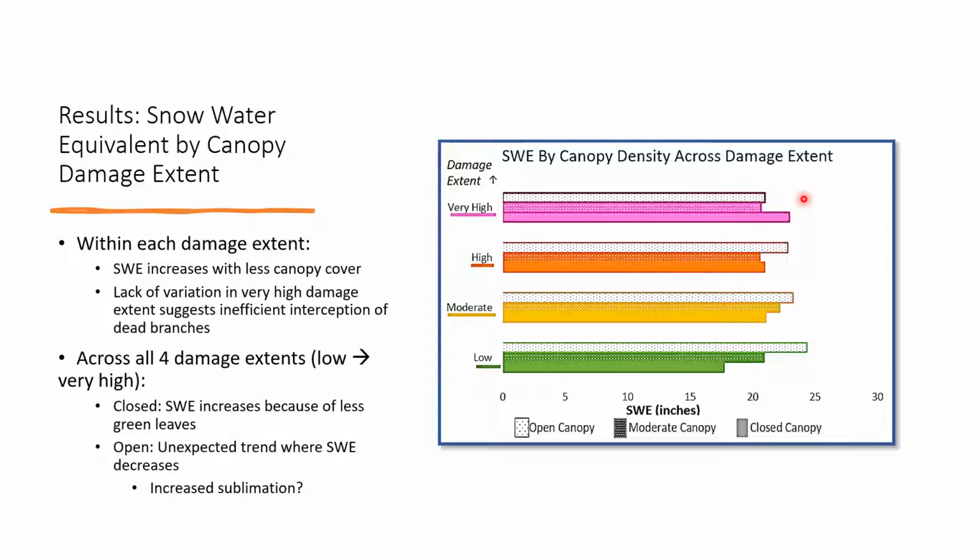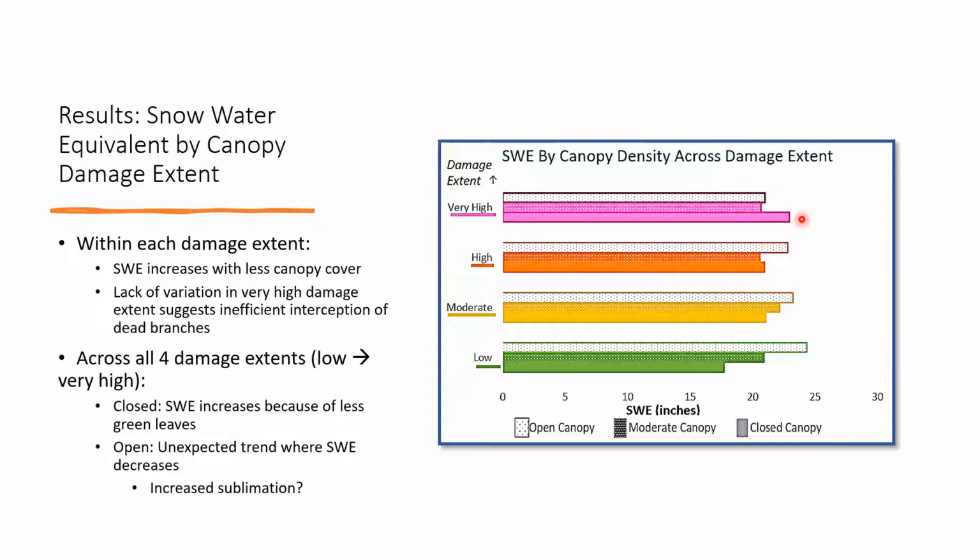When looking at SWE across the 4 damage extents, you'll notice that for the closed canopy cover stand, there's a general increase. This is again what we would expect to find, since as these closed stands are losing their green leaves, their canopy interception is decreasing.